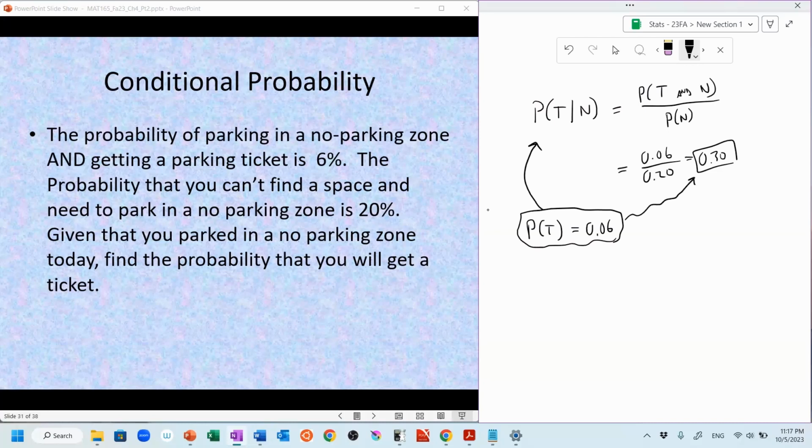So once I get on campus, realize that parking is tough today, I need to park in a no parking zone to make it to my exam on time or something. My risk of getting a ticket that day has gone from 6% up to 30%.